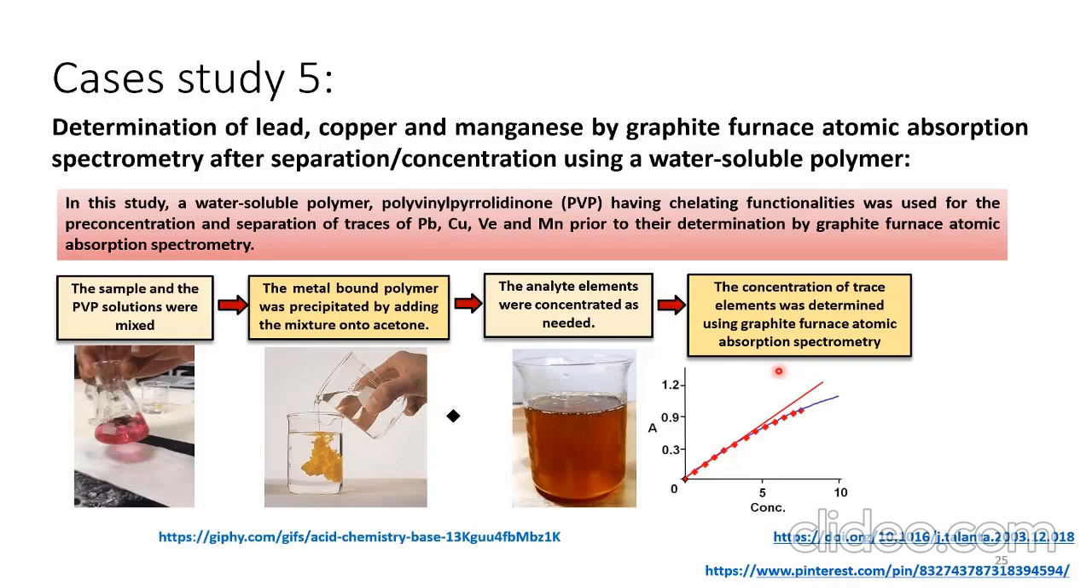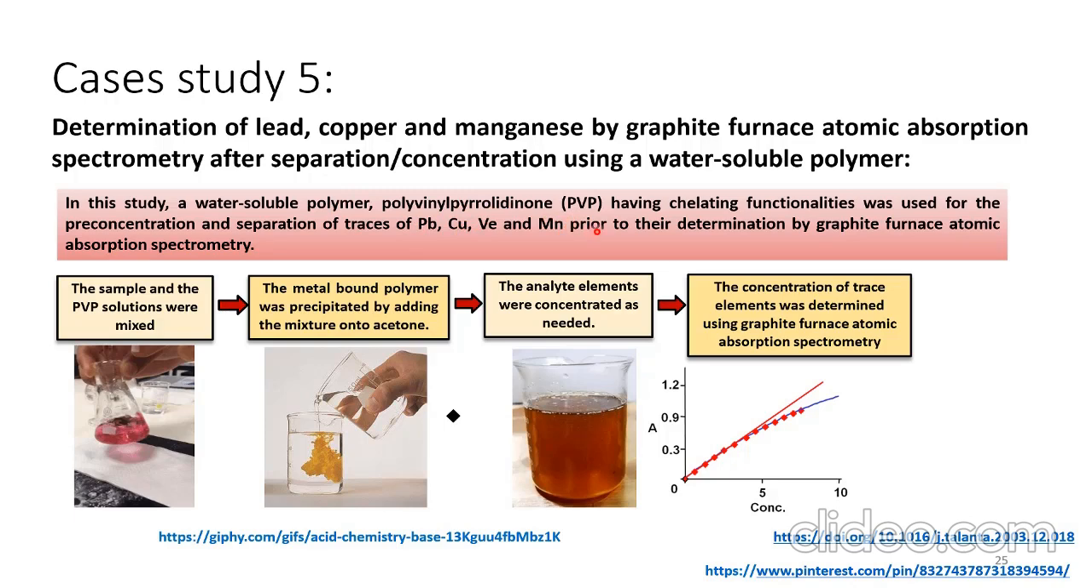And then the determination of lead, copper, and manganese by graphite furnace was also done, after separation and concentration using a water soluble polymer. Here they have used PVP, a water soluble polyvinylpyrrolidone, which has a chelating functionality and can be used for the separation of traces of lead, copper, vanadium, and manganese.